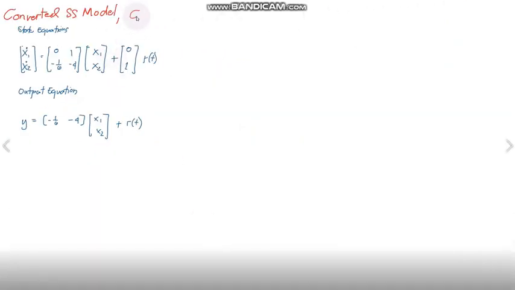So let us first do, from the converted state space model, we convert back to transfer function. Note that for the converted state space, we have here 0, 1, -1/6, -4 for matrix A, and then 0, 1 for matrix B, and then -1/6 and -4 for matrix C. So what we will do is write the general form of our transfer function. We need to derive Y(s) over U(s).